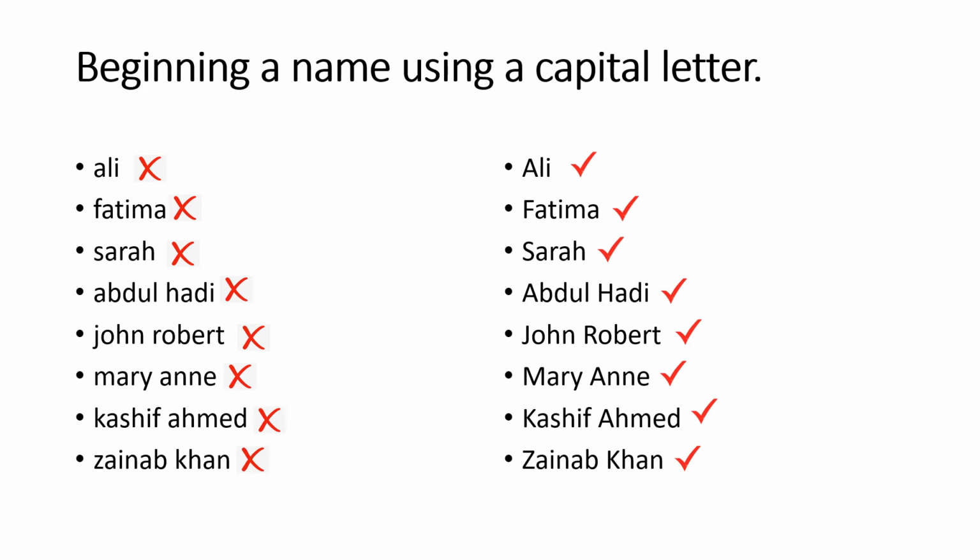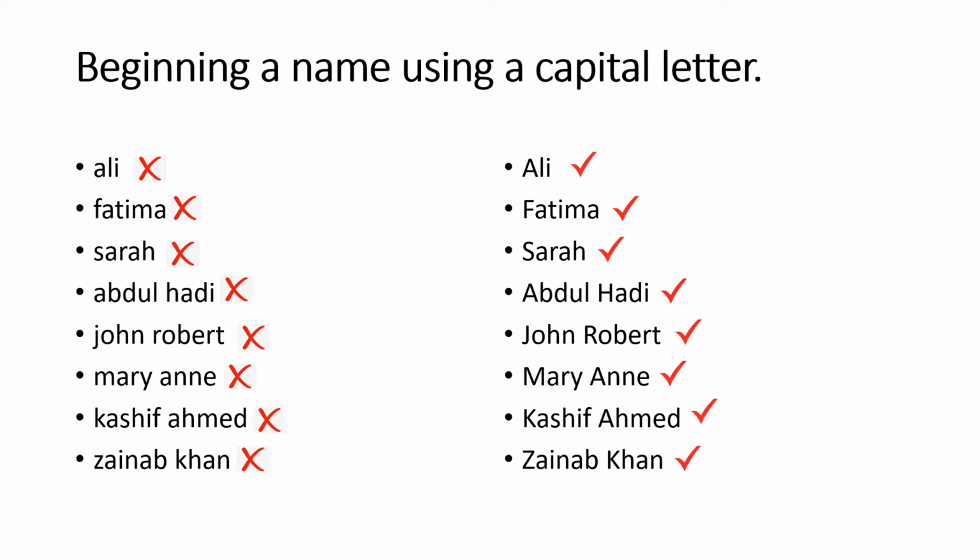Now in the first column, all the names are written but they are marked incorrect. As you can see, there is a cross in front of it, so that means they are written in the wrong way. Ali is not beginning with a capital A, so I have marked it wrong. On the other side, Ali is written with a capital A. It begins with a capital A, so it is marked correct. So the correct part, the second column, is the right way of writing names.